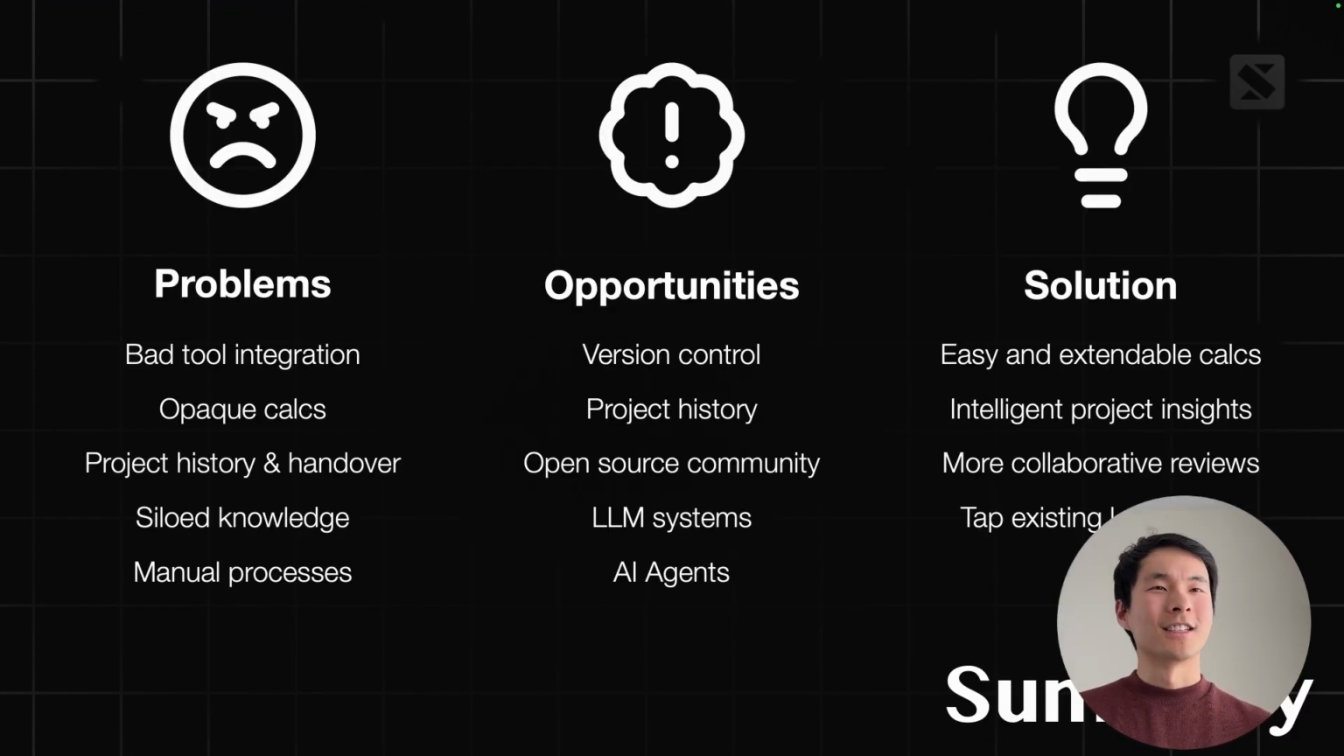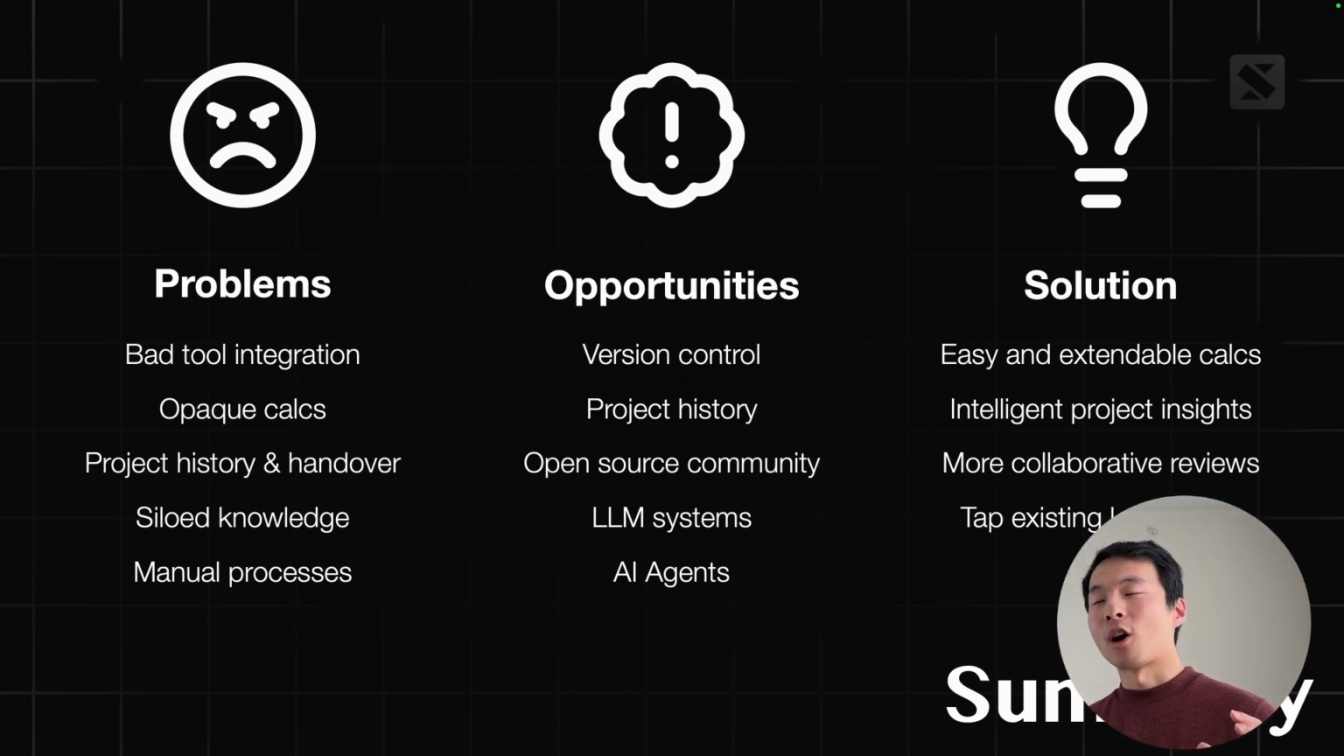So overall, let's summarize. Right now, the problems that we see the most as design engineers is that there's a lot of bad tool integration, outdated design software. There's a lot of opaque calcs like you see with Excel. There's a lack of project history knowledge and a lot of issues handing over that project history between engineers. There's a lot of siloed knowledge and manual processes that really come together to make this experience of doing calculations a drag instead of maybe like a fun process.